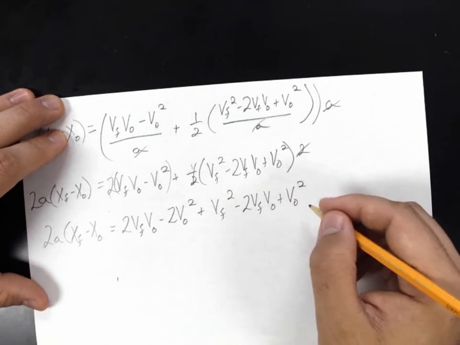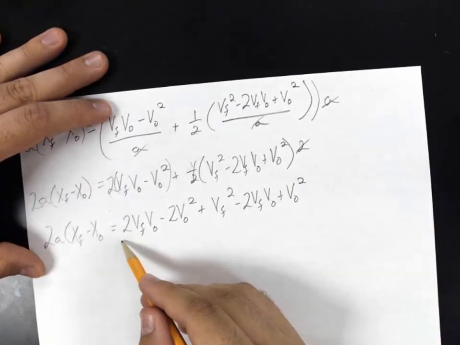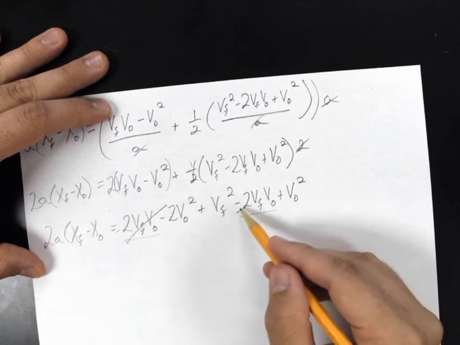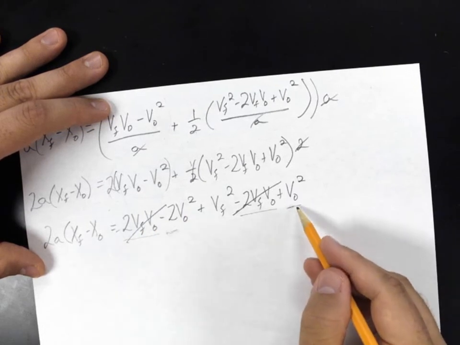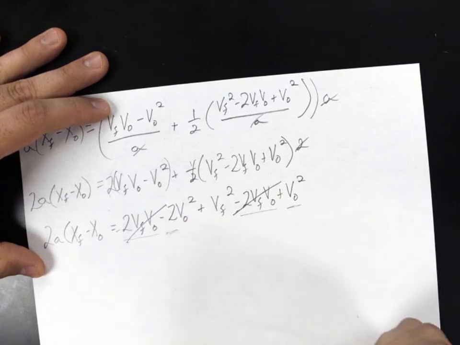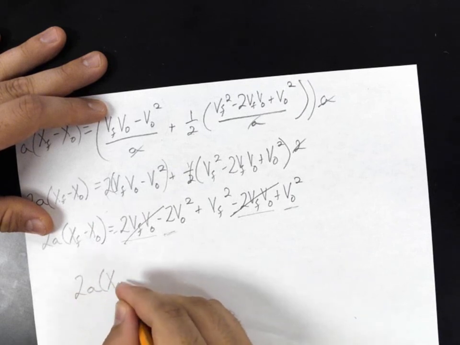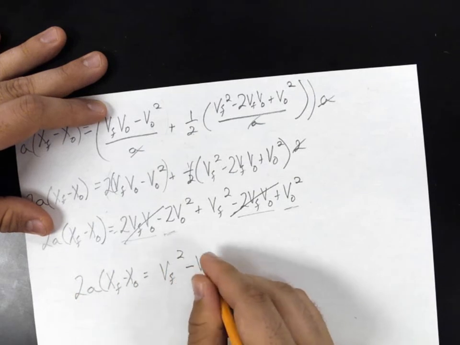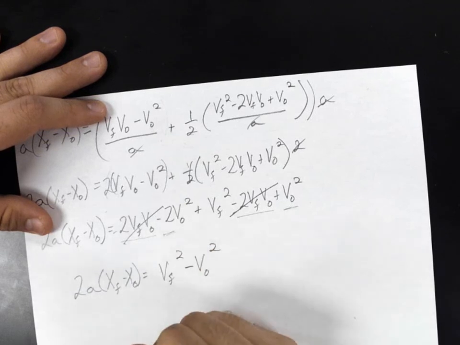Right? Now, do you see it? Do you see this term? Do you see that term? That one's negative. That one's positive. Bye. See ya. Do you see this term? See that term? Those two will add together to equal a negative v naught squared, 1 v naught squared. So we're left with 2a xf minus xo equals vf squared minus v naught squared. And this is the third of the big 3.